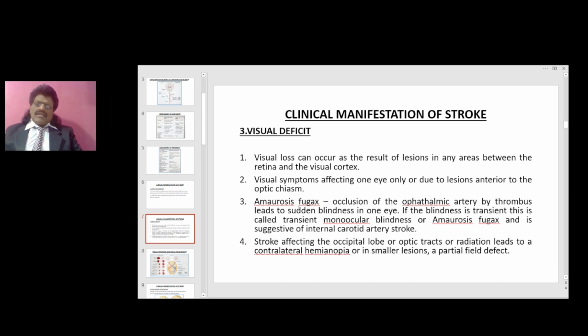Amaurosis fugax. What is amaurosis fugax? Very important finding. Occlusion of the ophthalmic artery by thrombus leads to sudden blindness in one eye. If the blindness is transient, this is called transient monocular blindness or amaurosis fugax and is suggestive of internal carotid artery stroke. Stroke affecting the occipital lobe or optic tracts or radiations leads to contralateral hemianopia, or with small lesions, a partial field defect. So if we see the diagram, it will be better understood.